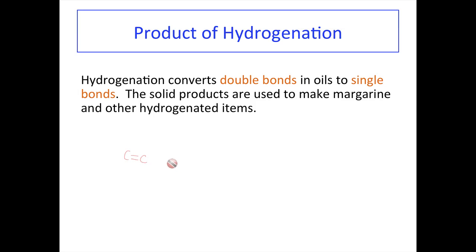double bond. Each carbon here is going to be attached to something else, and it's going to be attached to something else.